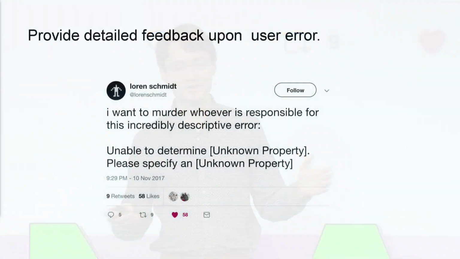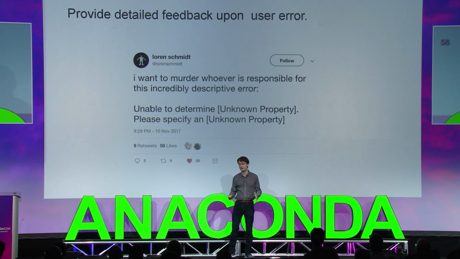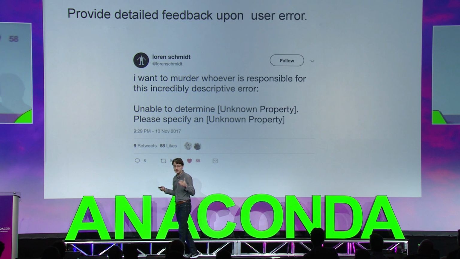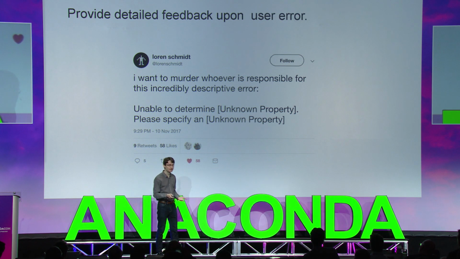And error messages should be helpful. Like, you don't want to run into an error message like that, like unable to determine unknown property. Please specify an unknown property. This is not very helpful. This is, in fact, so not helpful that you cannot even Google it, right? You cannot search Stack Overflow for it. So if you see this in the process of debugging your code, you're just completely lost.